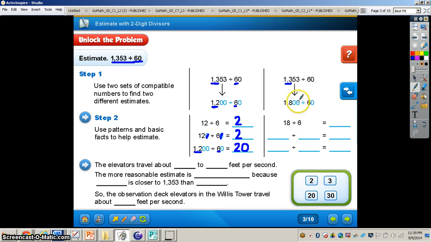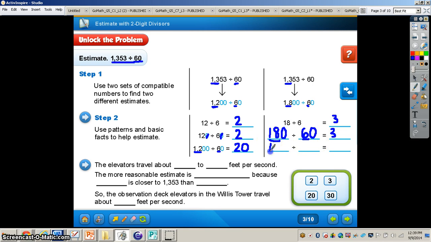Let's take a look at 1,800 divided by 60. First thing we do, we take the compatible numbers: 18 divided by 6 is going to give us 3. Then we know that 180 divided by 60, whenever we have zeros here, first do the compatible numbers. 18 divided by 6 will give us 3. Subtract the zeros in the divisor from the zeros in the dividend. That gives us 0, so no zeros after 3 for 180 divided by 60.